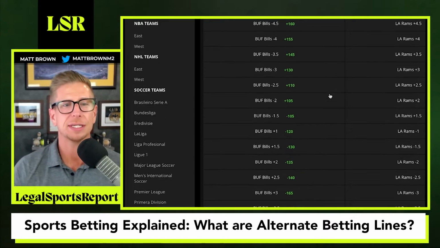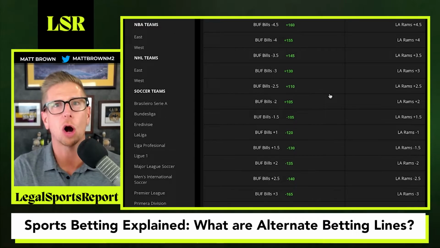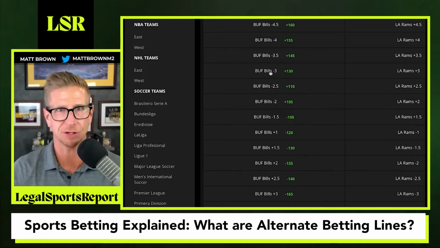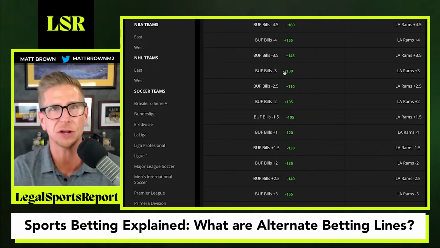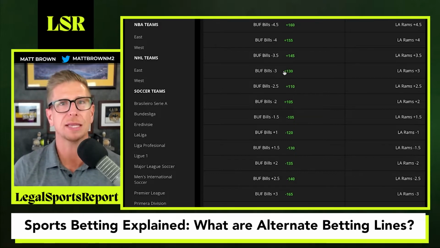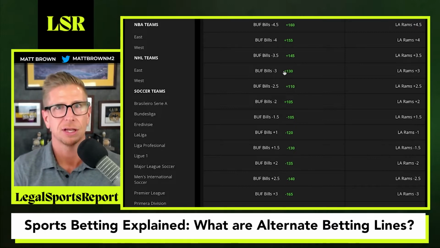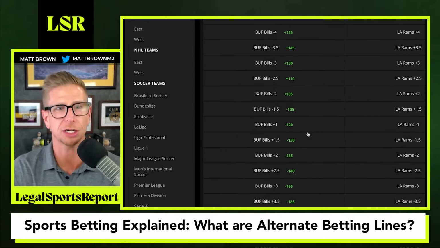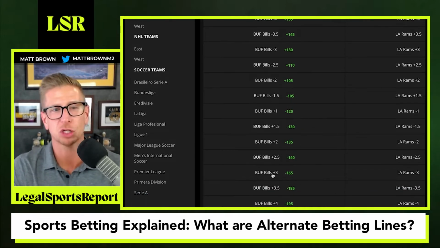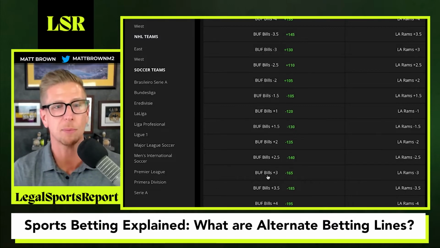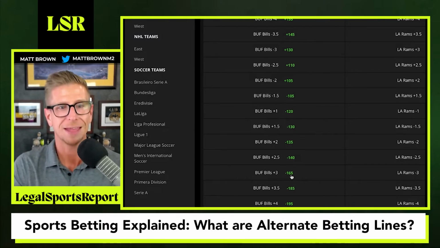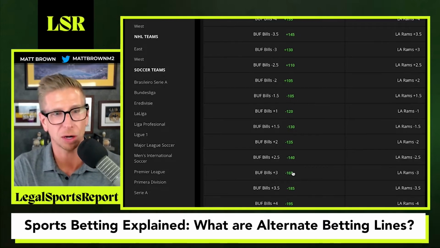So as we know, the Bills are 1-point favorites in this game. Now, if we wanted to make the Bills 3-point favorites in this game, we could, and we would actually get plus money, plus 130 on that, if we wanted to make the Bills bigger favorites than they are listed as on the normal line. Now, we can also go the other direction. We could make the Bills 3-point underdogs, whereas right now they're 1-point favorites. That said, we would have to pay more to make that happen.